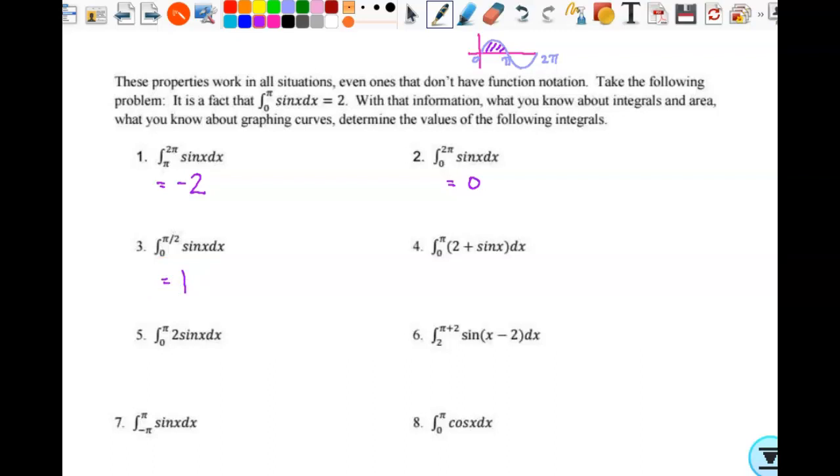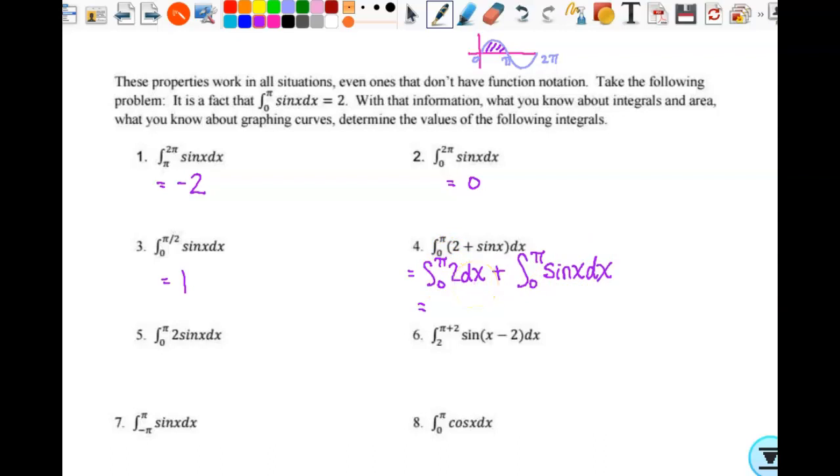What do we think about number 4? Could we rewrite this? Yeah, let's rewrite this. That is the integral from 0 to pi of 2 dx plus the integral from 0 to pi of sine x dx. Okay. Then we have to think about what we have. This is a constant. So my y value is constant. That's the height of my rectangle, right? And I know it's a rectangle because it's constant. This is clearly not a rectangle, right? So the height is 2.